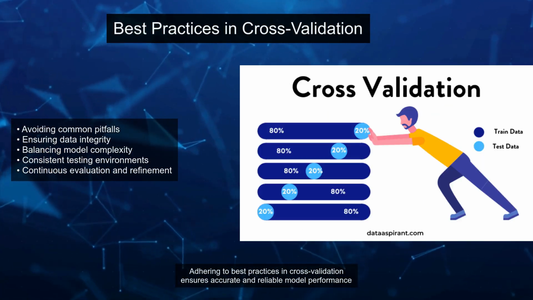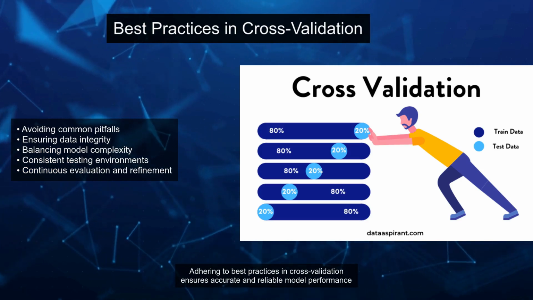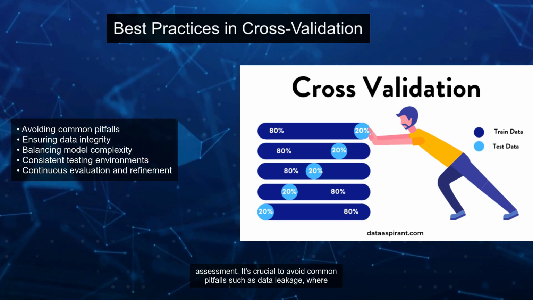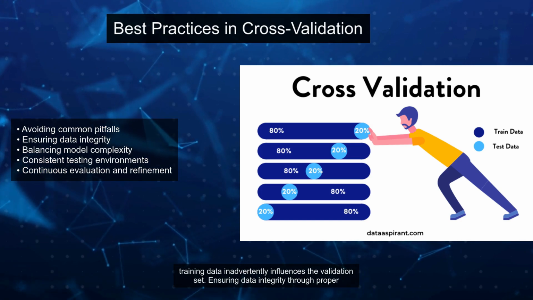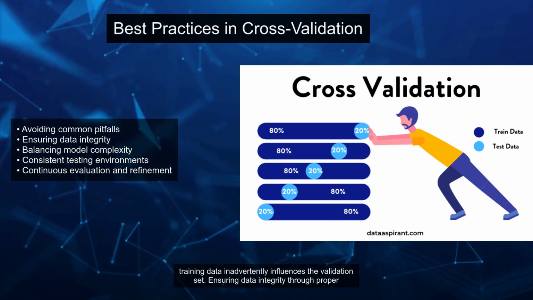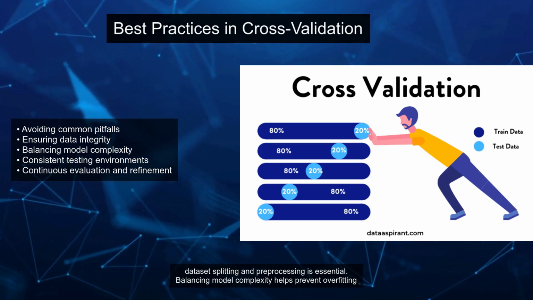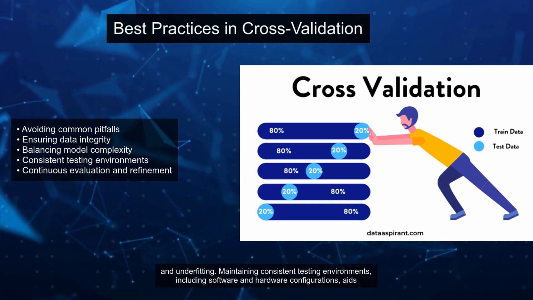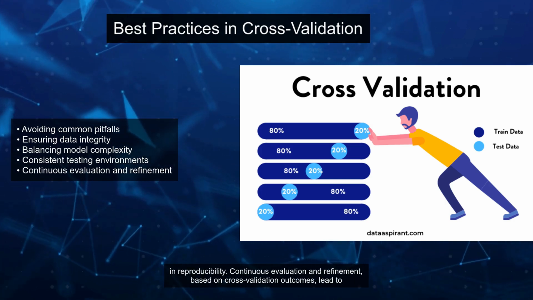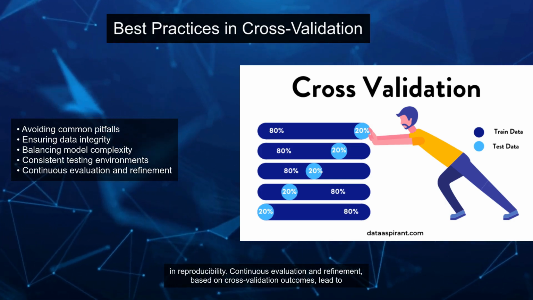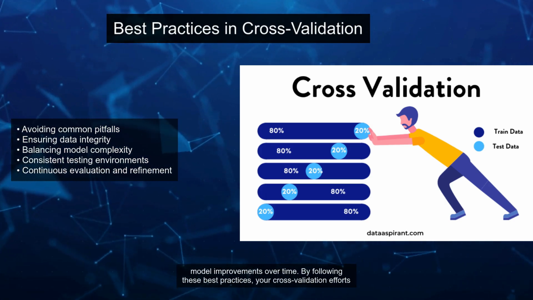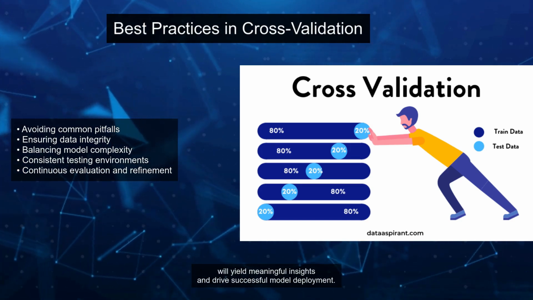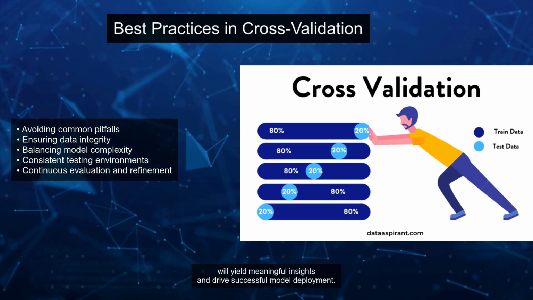Adhering to best practices in cross-validation ensures accurate and reliable model performance assessment. It's crucial to avoid common pitfalls such as data leakage, where training data inadvertently influences the validation set. Ensuring data integrity through proper dataset splitting and pre-processing is essential. Balancing model complexity helps prevent overfitting and underfitting. Maintaining consistent testing environments, including software and hardware configurations, aids in reproducibility. Continuous evaluation and refinement, based on cross-validation outcomes, lead to model improvements over time. By following these best practices, your cross-validation efforts will yield meaningful insights and drive successful model deployment.